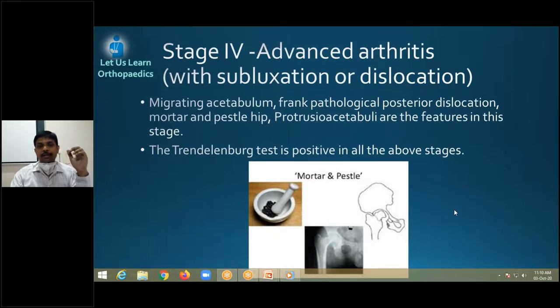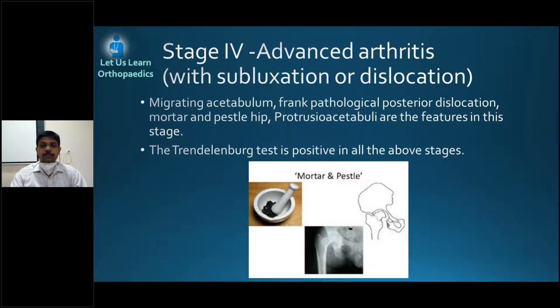There will be subtypes of migrating acetabulum, dislocated hip, mortar and pestle hip, and protrusio. That means the head has been protruding into the pelvis, on the medial side. I will show you the pictures of this.